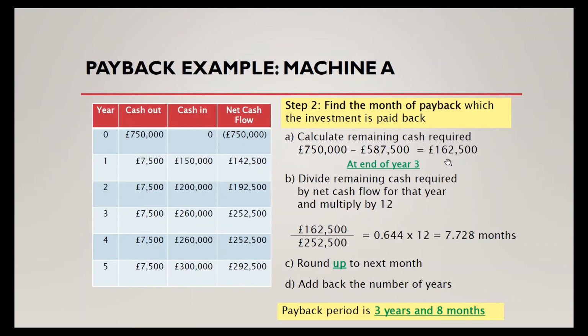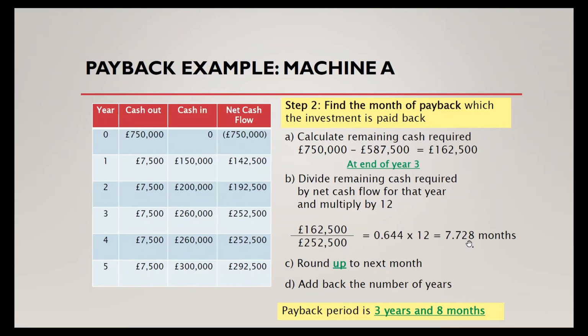For the next step, we need to take this 162.5 thousand and divide it by the net cash flow of the third year, which is 252.5 thousand. Then this should give us a number of 0.644. Then we take this 0.644 and multiply by 12 months. Then this should give us 7.728 months. In reality, you can further take this. So we now know it's 3 years, 7 months, 0.728.